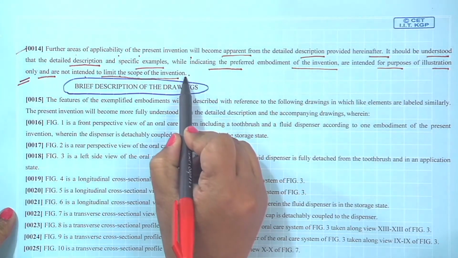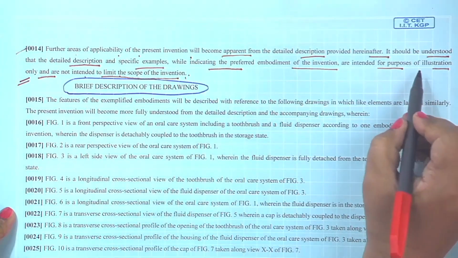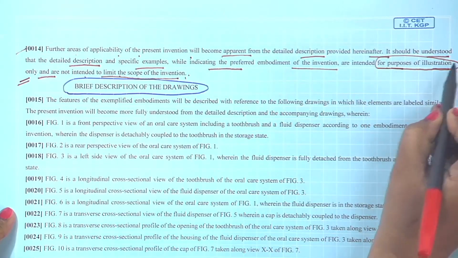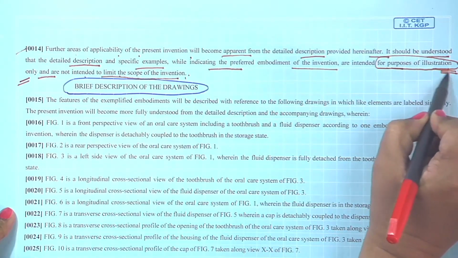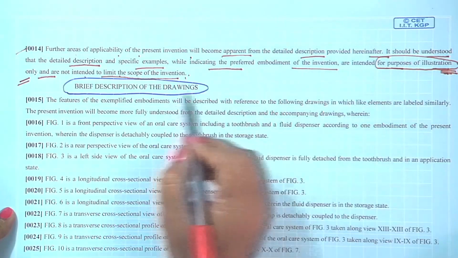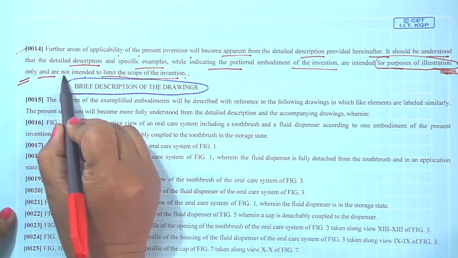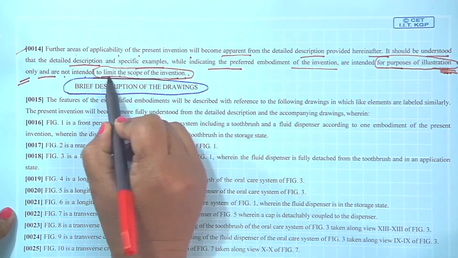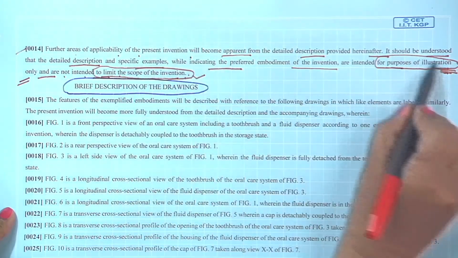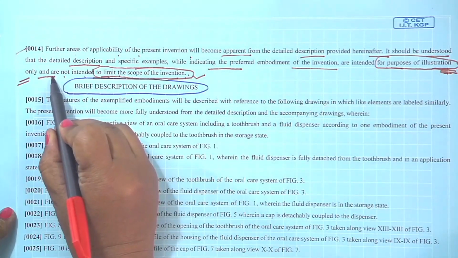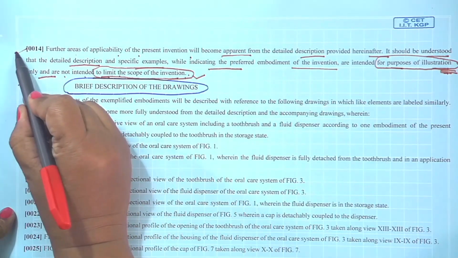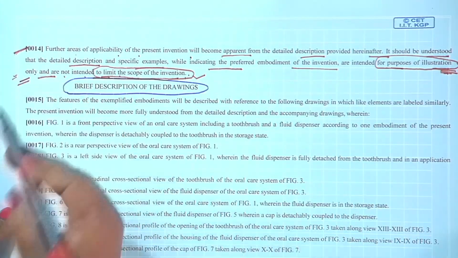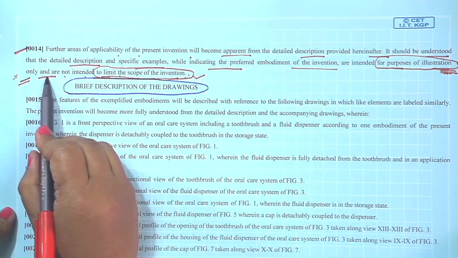Now, you can see carefully how the language is used. They have clearly said it is for the purpose of illustration. So, how careful the language is. Then they are saying that it is not intended to limit the scope of the invention. So, you can see how carefully this statement is drafted. So, this is the disclaimer sort of thing which is given at the end of a brief summary.